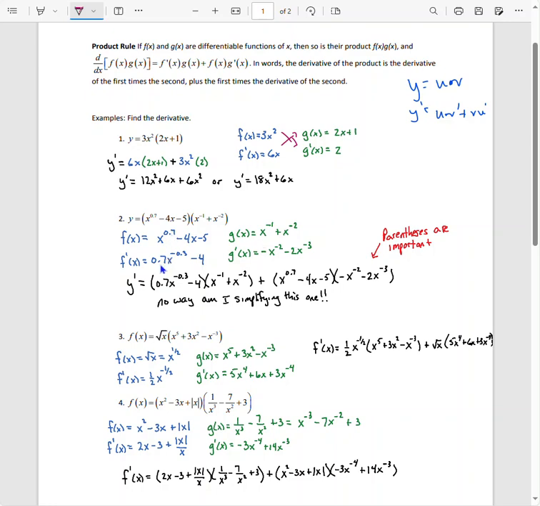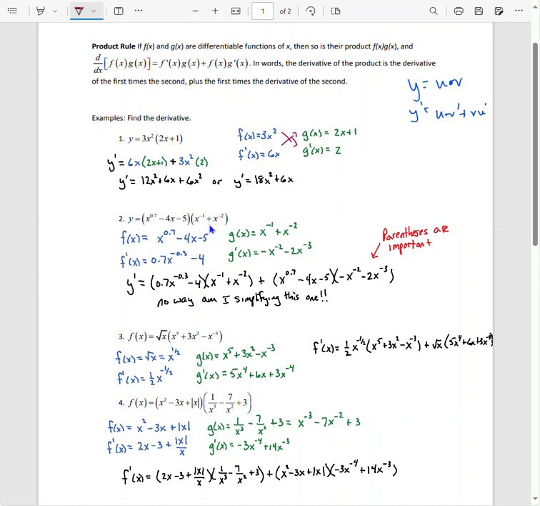I take my derivatives. Remember, x to the 0.7, I bring that 0.7 up front. Now I take 0.7 minus 1. 0.7, think of it as 70 cents minus $1. I'm in the hole 30 cents. Derivative of negative 4x is negative 4. The derivative of negative 5, that's a constant. All constants have zero derivative.